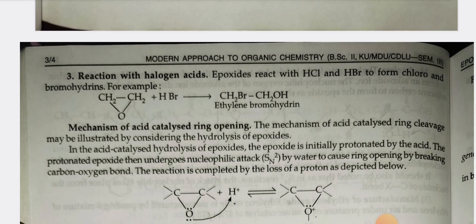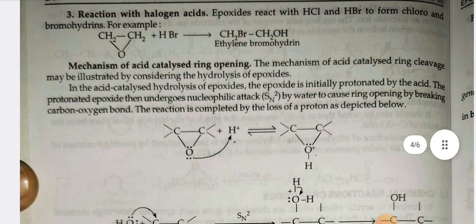Epoxide reacts with HCl and HBr to form chlorohydrins and bromohydrins. For example, CH2OCH2 plus HBr will give CH2BrCH2OH, ethylene bromohydrin. Mechanism of acid catalyzed ring opening.